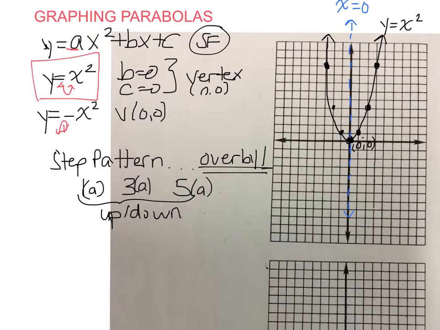It would follow that curve just like that on both sides of the axis of symmetry. Let's look at a different equation that has a different a value. Let's go y equals negative 2x squared. This is still a y equals x squared parabola. It still has a vertex of 0, 0, because remember we said that when b and c are equal to 0, the parabola has a vertex at the origin.